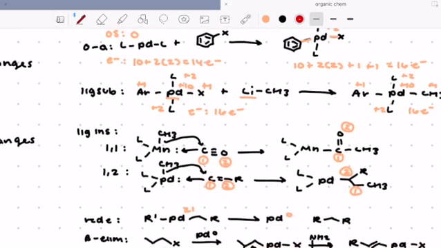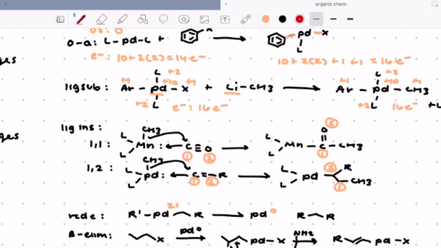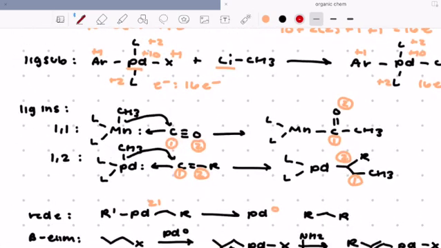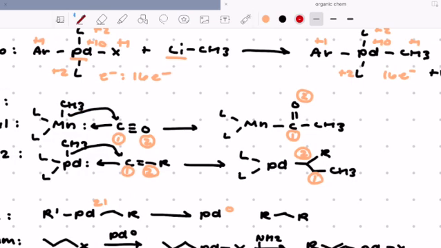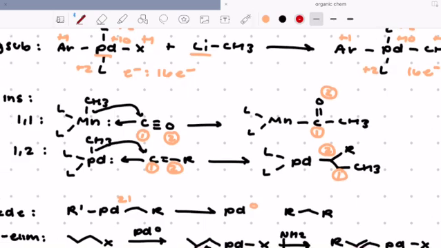Ligand insertion could be either 1,1 or 1,2 insertion, depending on the bonding. So the metal is going to bond to a compound, an R group, and it can either be bonded in spot 1 or bonded in spot 2, depending on where you do it.